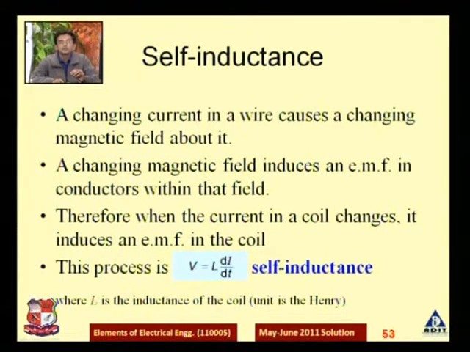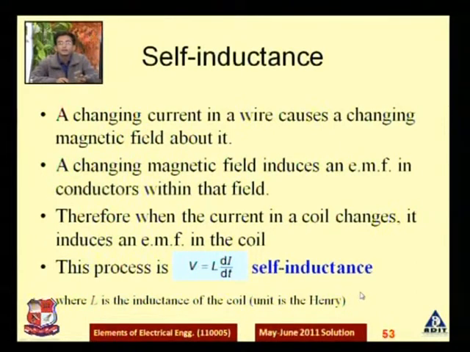You can find it by the equation V is equal to L into di by dt. What is di by dt? It is the rate of change of current with respect to time, and L is the inductance of the coil, having the unit Henry.